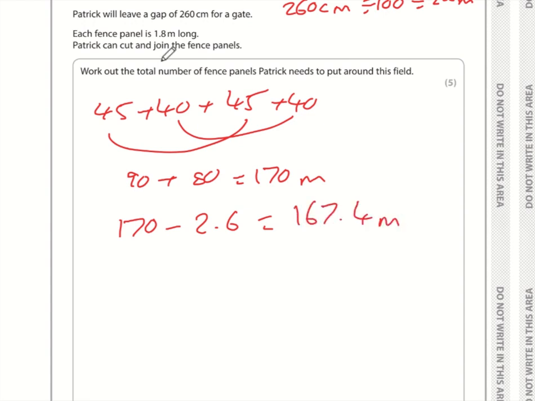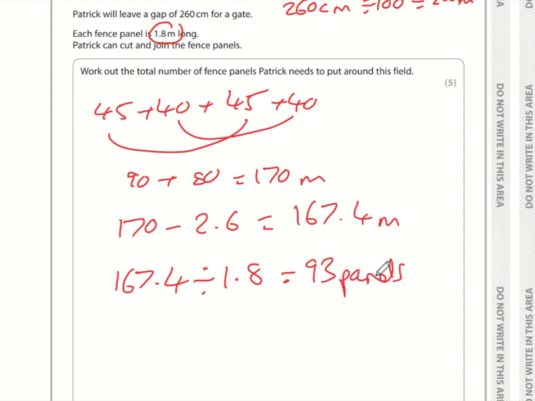So I need to subtract 2.6 from 170, and 170 take away 2.6 is 167.4 meters. Now a fence panel is 1.8 meters long, so how many 1.8s go into 167.4? Well, the answer is, what is 167.4 divided by 1.8? And that comes to 93. So 93 panels are needed.